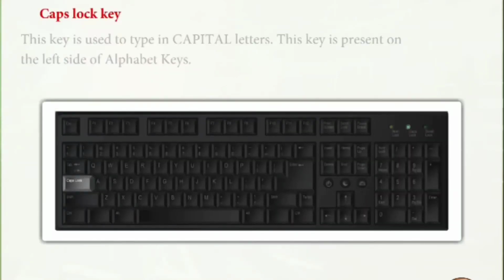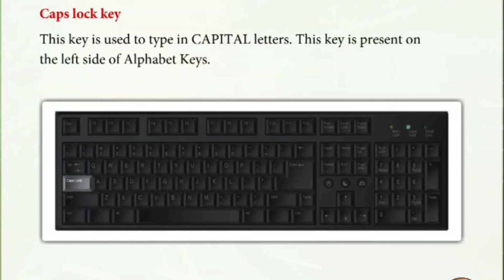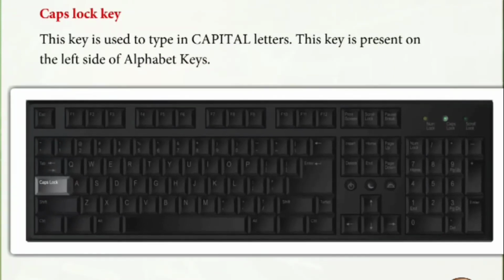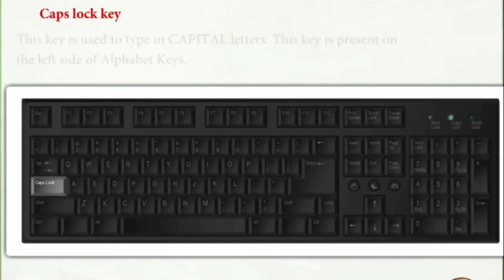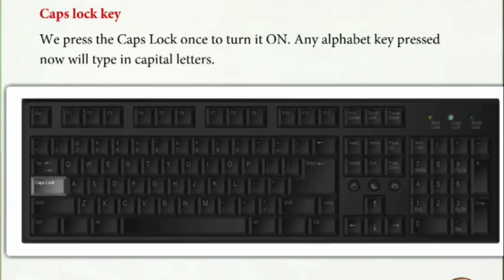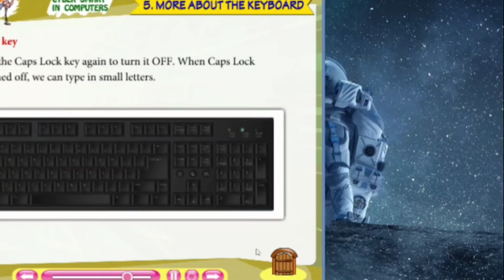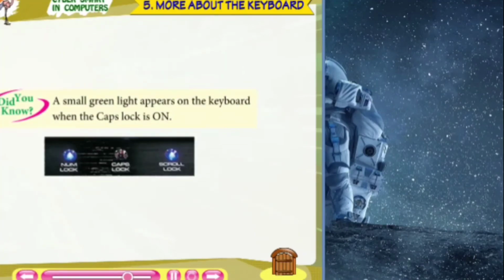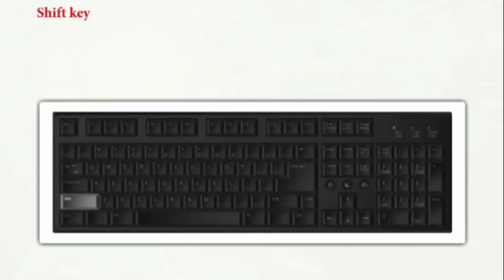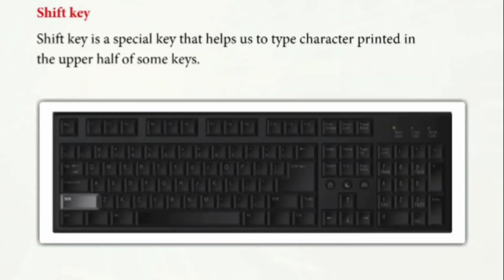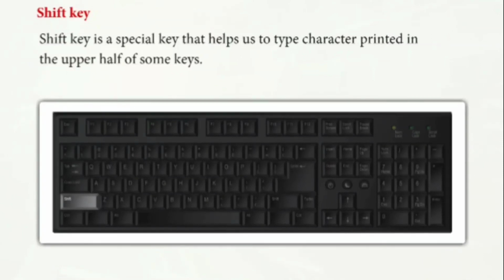Caps Lock key. This key is used to type in capital letters. This key is present on the left side of alphabet keys. We press the caps lock key to type capital letters. Did you know a small green light appears on the keyboard when the caps lock is on? Shift key. Shift key is a special key that helps us to type the character printed in the upper half of some keys.